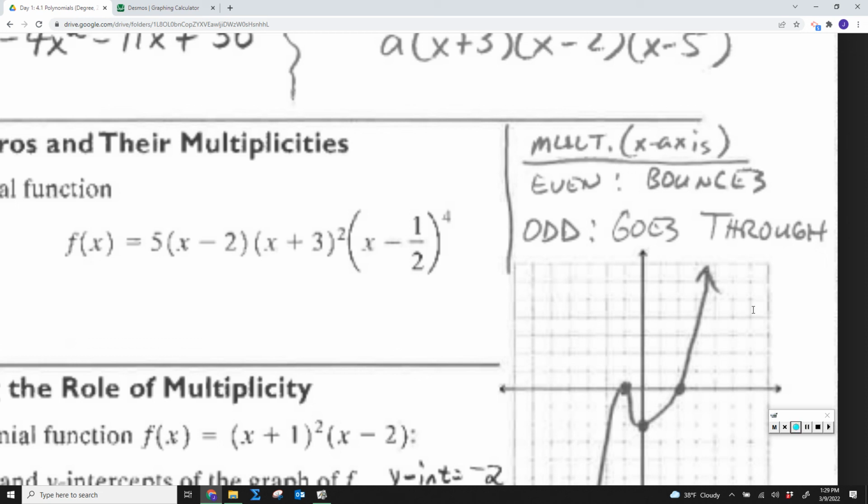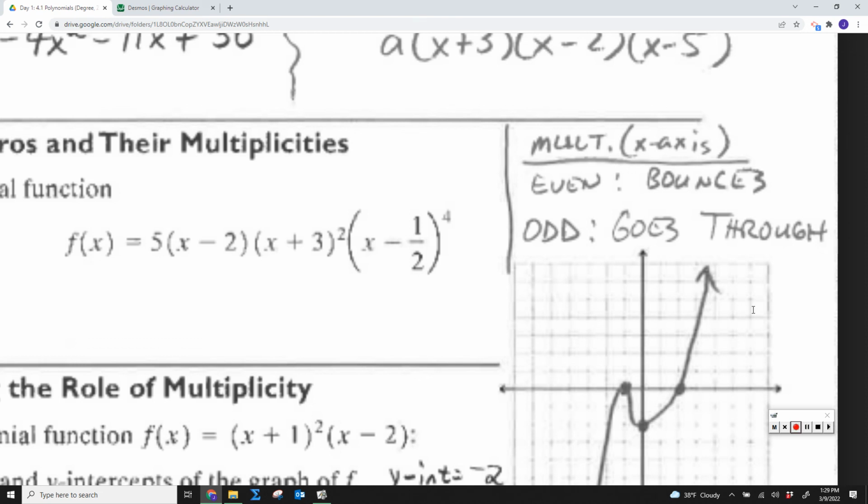What questions do you guys have? Anything I need to clarify there, or we need to clarify? Yes, sir. So when it bounces, does it have to bounce to the x-axis? Does it have to bounce off the x-axis?